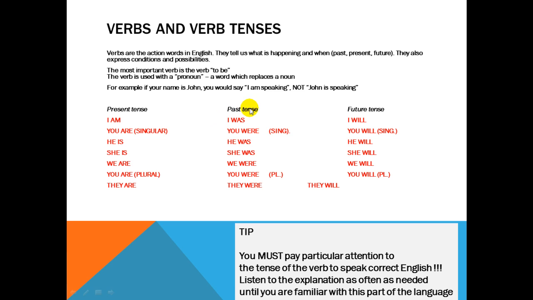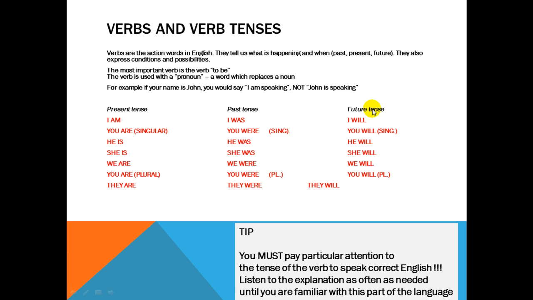The past tense of the verb to be is this. I was. You were, where there's only one person to whom you're speaking. He was. She was. We were. You were. They were. So I could say, I was talking. You were talking. He was talking. She was talking. We were talking. You were talking. They were talking.